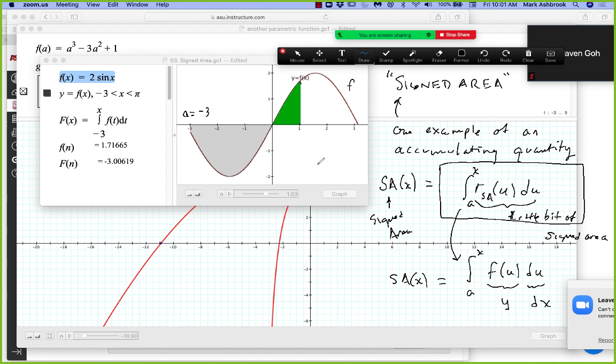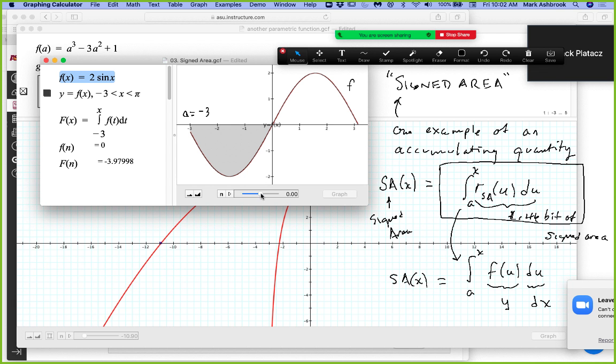Agree with that? I agree. Yeah, I agree. Exactly. Because signed area takes into account that when the function is negative, the signed area is decreasing. It's a negative contribution of the gray area. So by the time you get to 1, the amount of negative accumulation has not been satisfied by the green positive accumulation yet. So the signed area would still be negative at 1. And what about at 0? What could you say about the value of the signed area at 0?